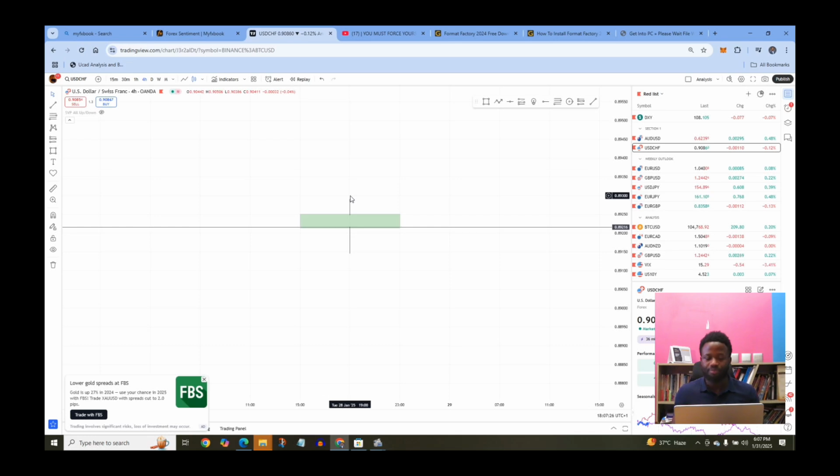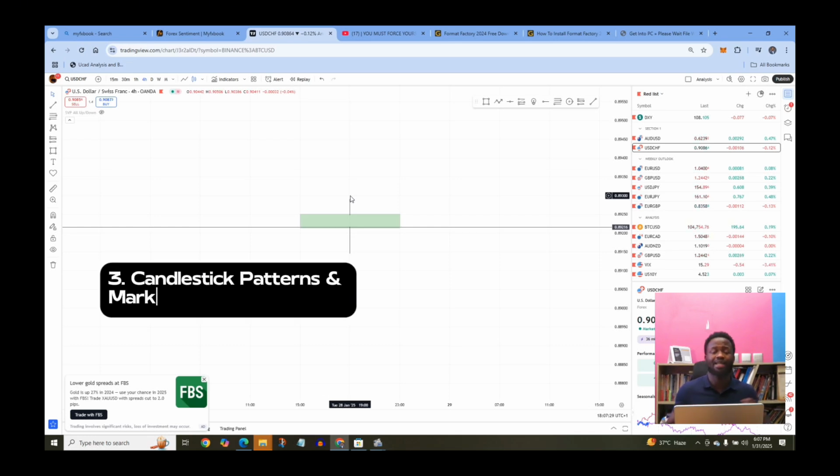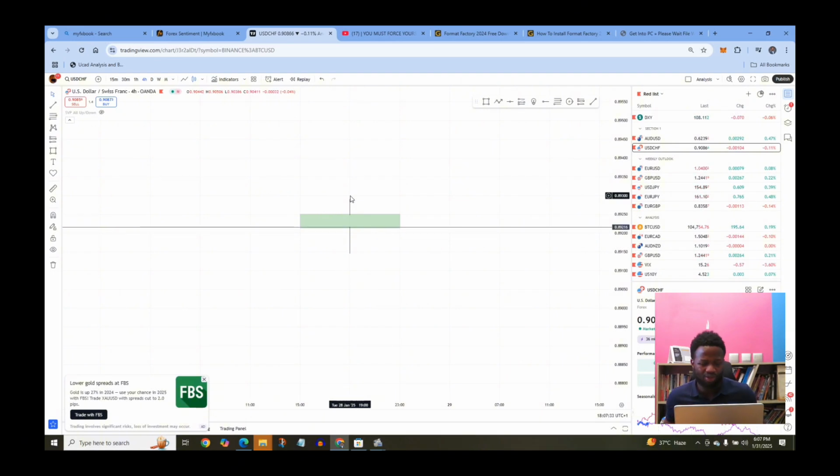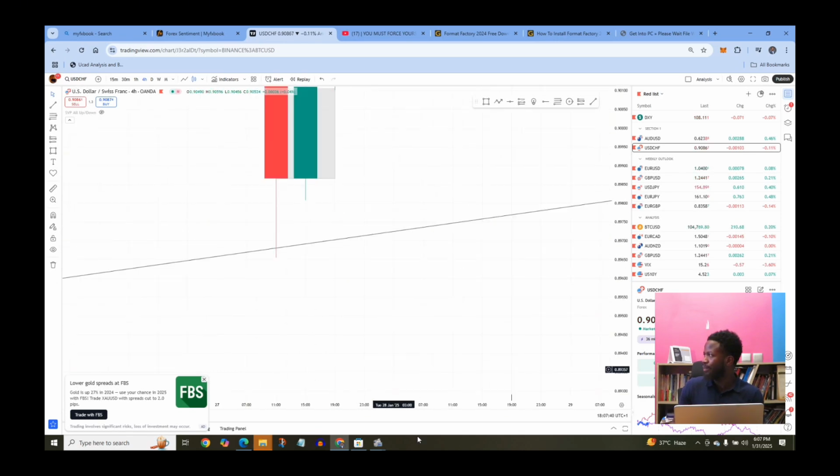So number 3, let's look at candle patterns and market sentiment. There are a lot of candle patterns, but we are going to look at just 3 simple candle patterns, right? But let's talk about something first. Back to the chart.